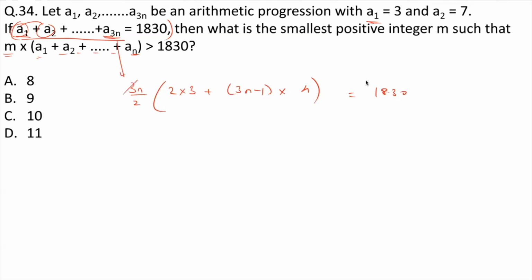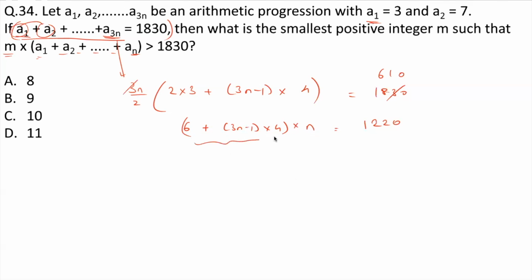So if you simplify this, you'll cancel out 3 and 3. 3 6s are 18, 3 1s are 3 and 3 0 0. Take 2 to the right hand side. 2 into 3 is 6 plus 3n minus 1 into 4, multiplied by n is equal to 610 into 2, which is 1220.